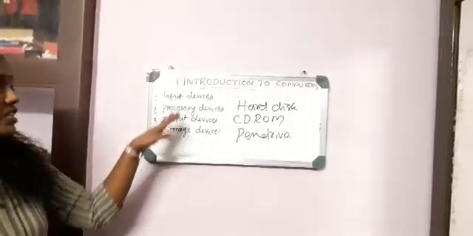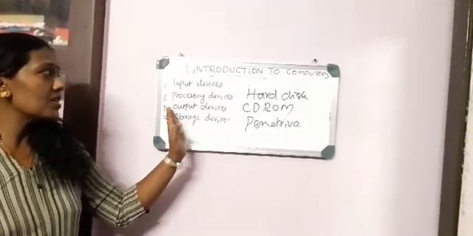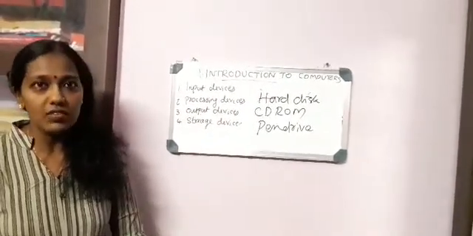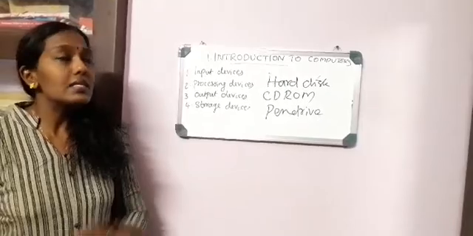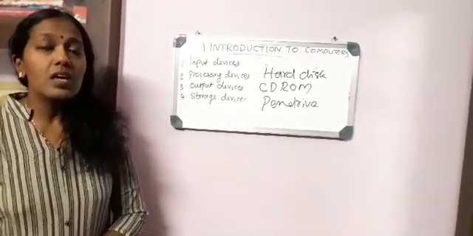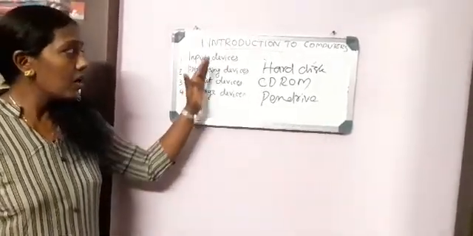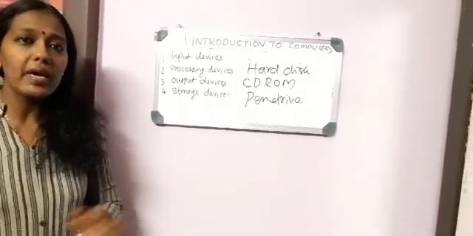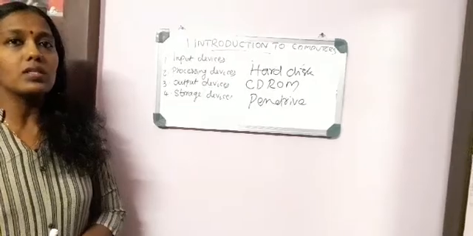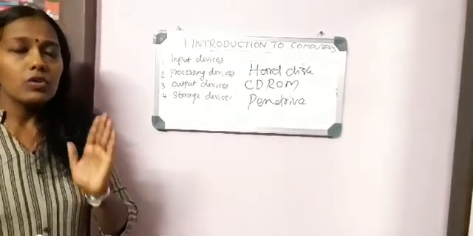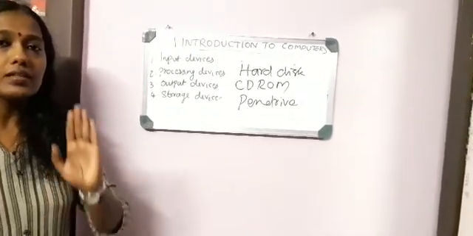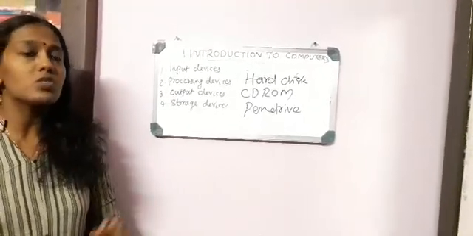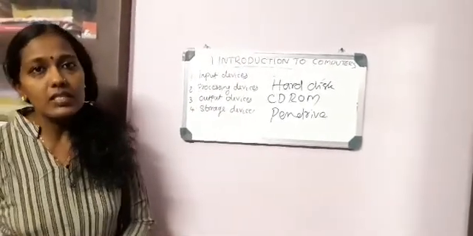So now we have discussed input devices, processing devices, output devices and storage devices, children. Now this is about the first chapter. Now you have to go through all these different types of devices and make simple notes about all of them, children, and you have to thoroughly understand the use and functions of these different devices, children.